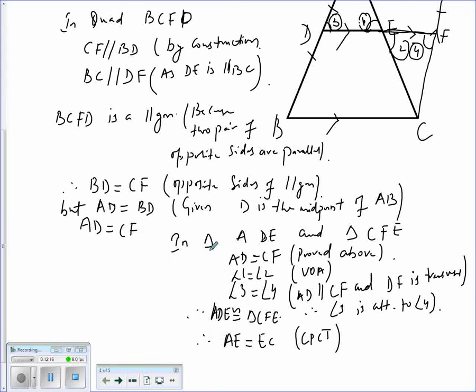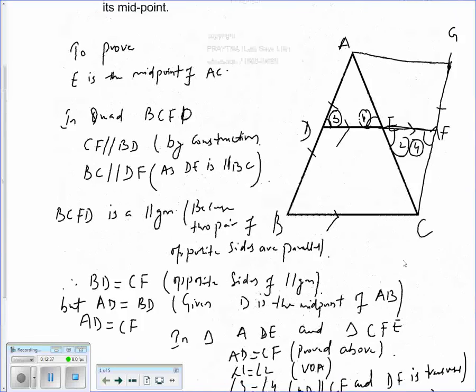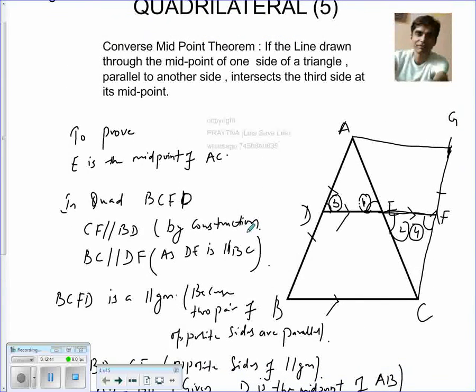Now, as these two triangles are congruent and AE is equal to EC, therefore E is the midpoint of AC. E is the midpoint of AC, and this is what we had to prove. Now let me explain this once again. Converse of midpoint theorem: if a line is drawn through the midpoint of one side of a triangle and parallel to another side, then it intersects the third side at its midpoint, or we may say that it bisects the third side.